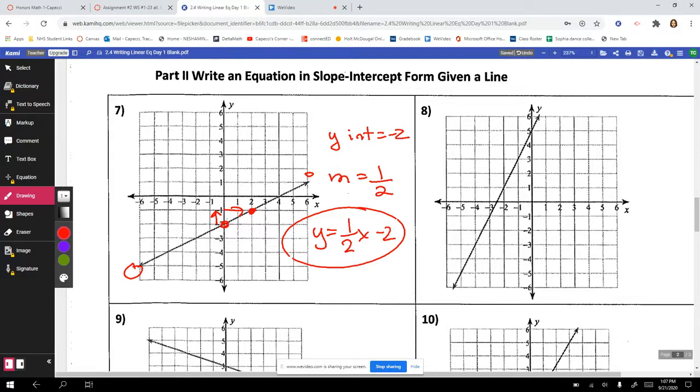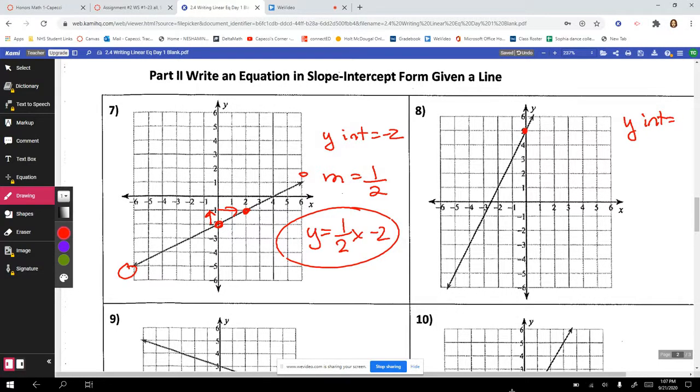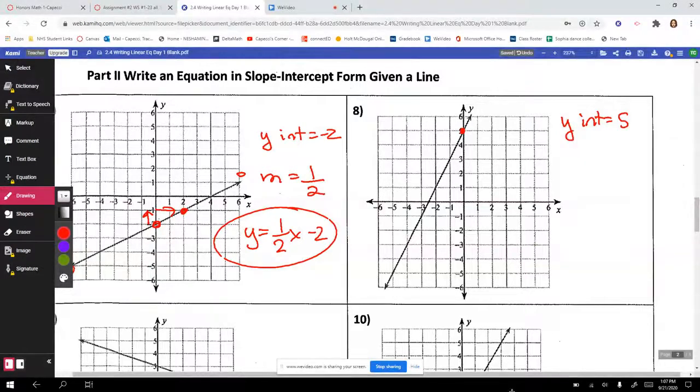Same thing with number 8. We'll do the same idea. I have my y-intercept is 5. I need to find another point that goes through the corner of the box. This one's a good one. And I can go, again, always start to the point to the left. It's the easiest way to count them, I think. So you're going to go up 2 to the right 1. So my slope is up 2 to the right 1. So my equation of the line is y is equal to 2x plus 5.